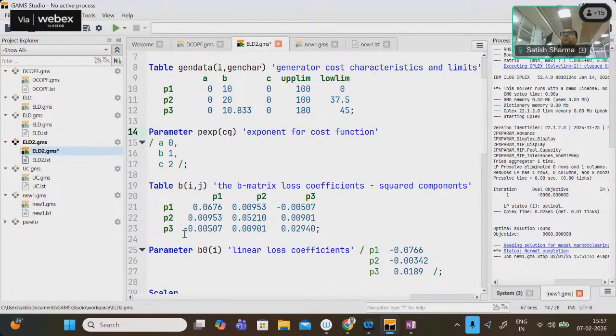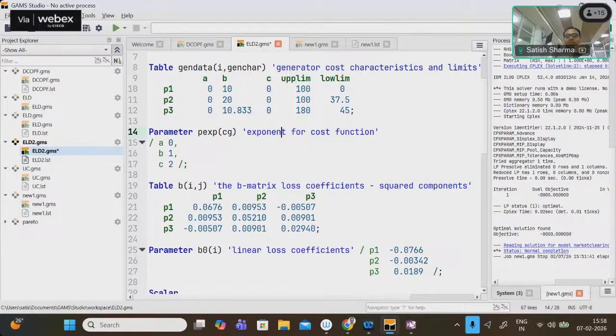Then we have discussed the economic load dispatch problem with the losses as an integral part of it. So let's say a B coefficient or B matrix is defined as well. It is table Bij. I is a set of generators, and J is a copy of I, so it is also the same. P1, P2, P3 is on this side, and then these are the different B coefficients with respect to these terms.